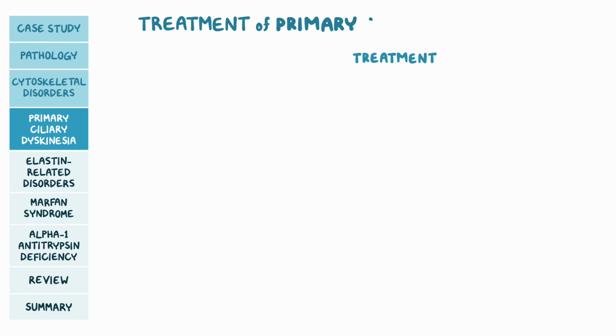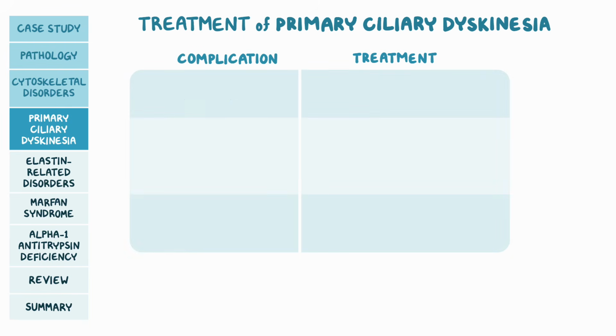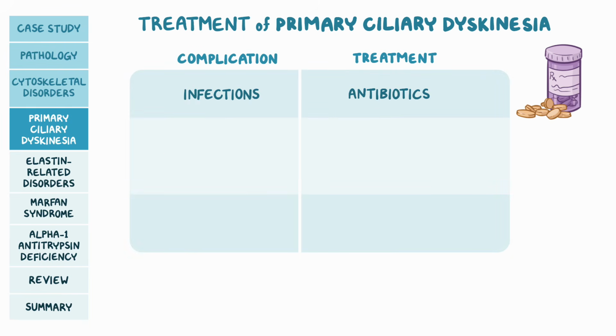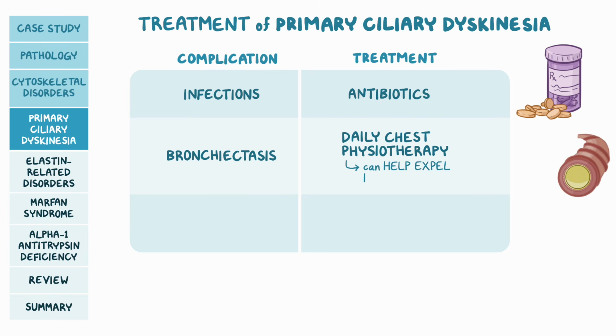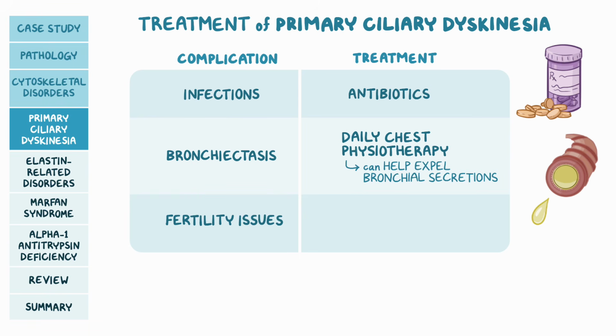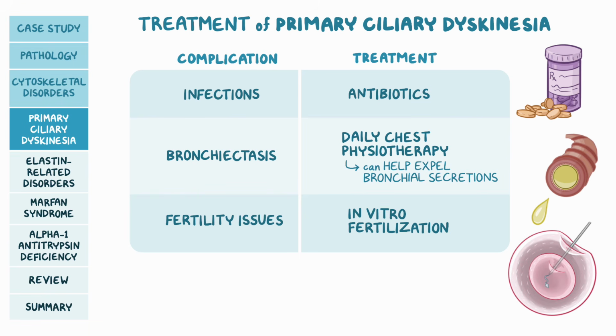Treatment of primary ciliary dyskinesia focuses on addressing complications like infections with antibiotics or managing bronchiectasis with daily chest physiotherapy, which can help expel bronchial secretions. Finally, fertility issues can be treated with in vitro fertilization methods.